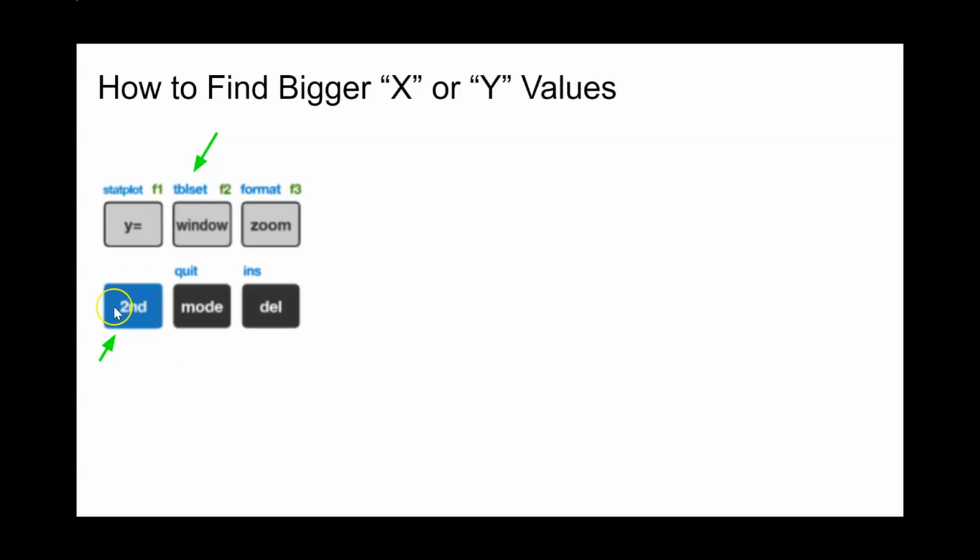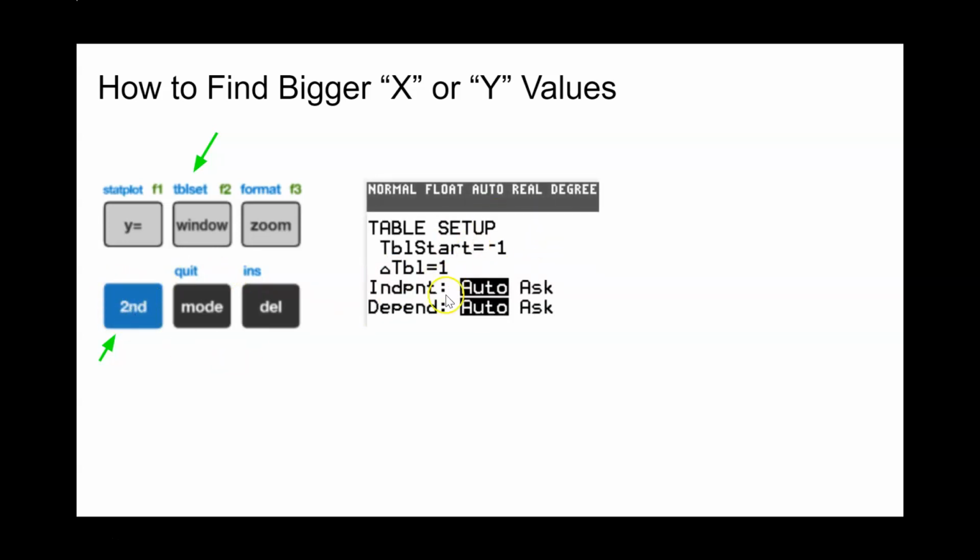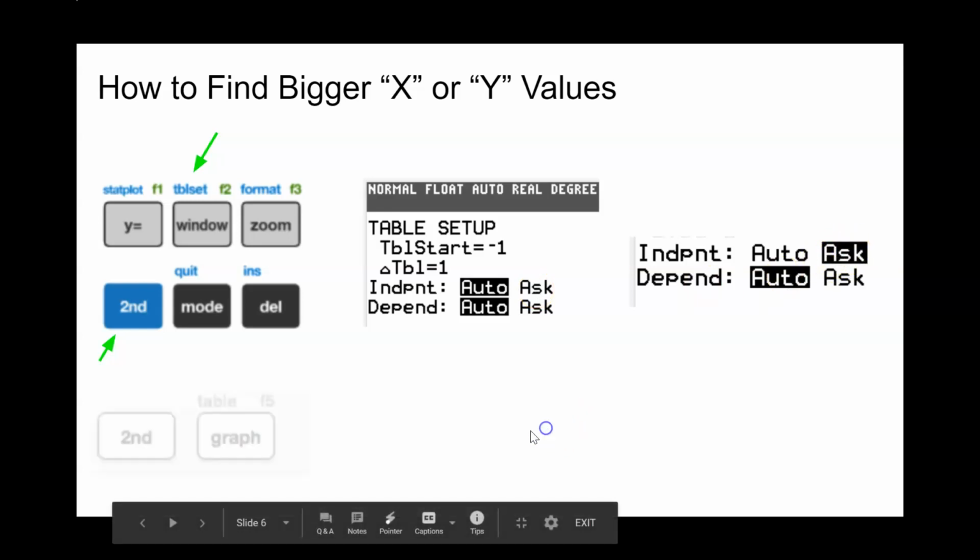All this second does, instead of it showing mode, delete, y equals, you actually go into stat plot, table set, format, quit, insert. That's the reason we're using second. And then you should see this little screen here. The independent stands for the x values. The dependent stands for the y values. So what you need to do is switch the independent to ask. So you just go down, switch it to ask, and then hit enter. And then you see it blink on the X part.